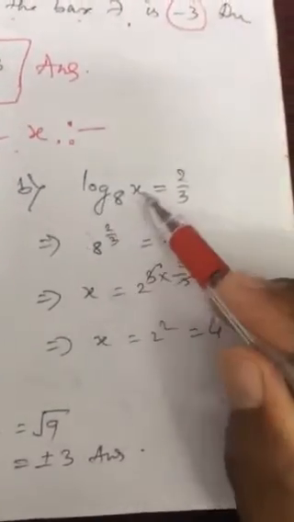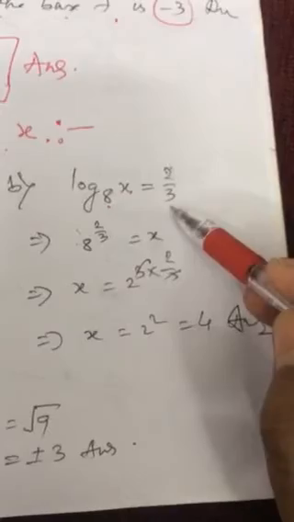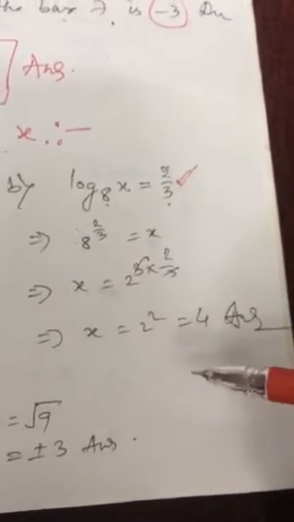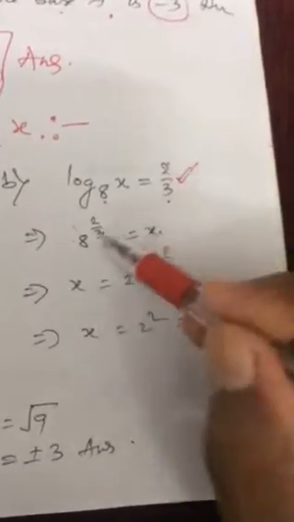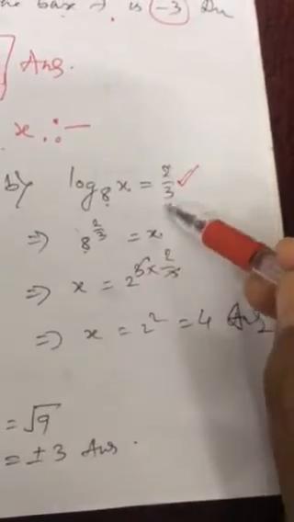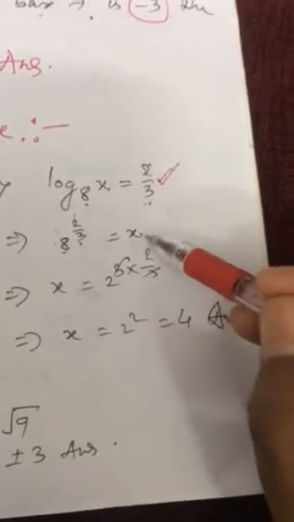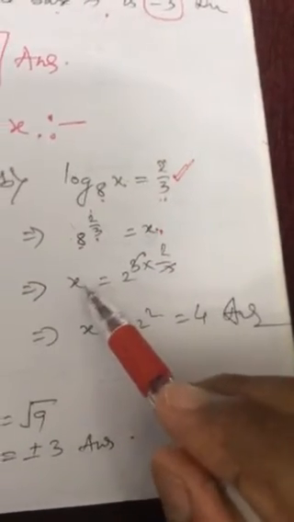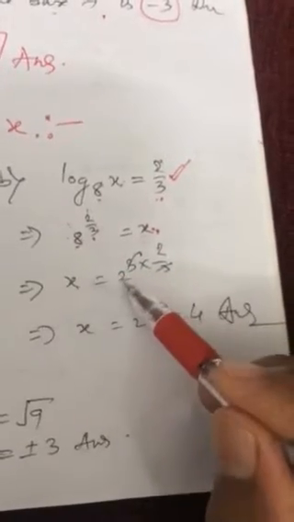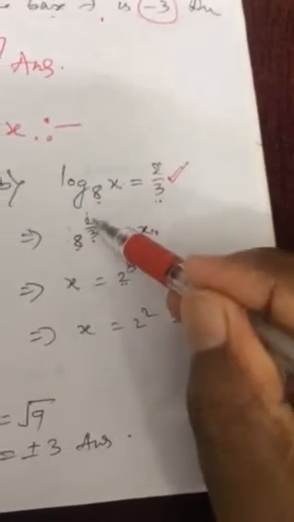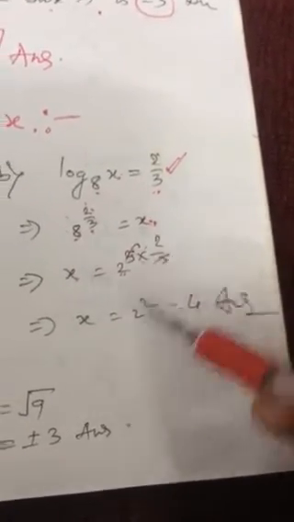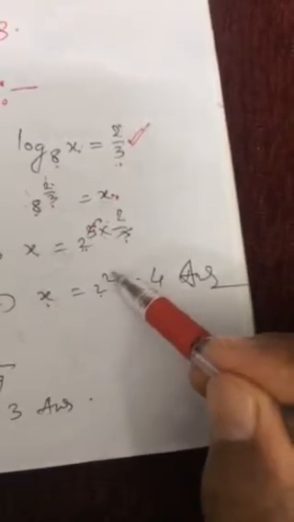Similarly, you see here another example, very simple. Log of x to the base 8 is 2 by 3. So this is the logarithmic form, and you have to convert it into index form. While converting into index form, the base is 8, the power is 2 by 3, and the value is x. So x equals 8, and 8 can be written as 2 to the power 3. Multiply by the power 2 by 3, so the powers cancel, and x equals 2 to the power 2, that is 4. We have learned this in indices.